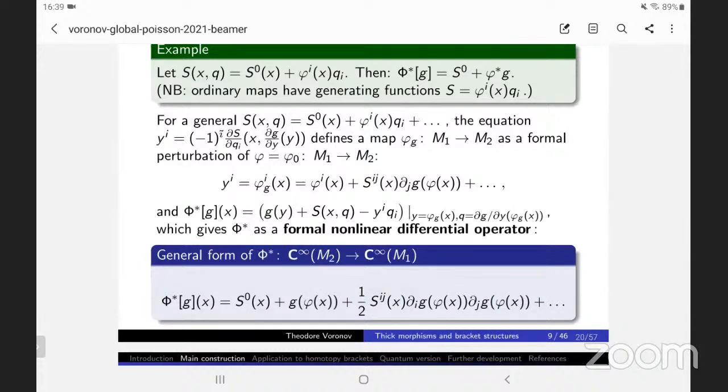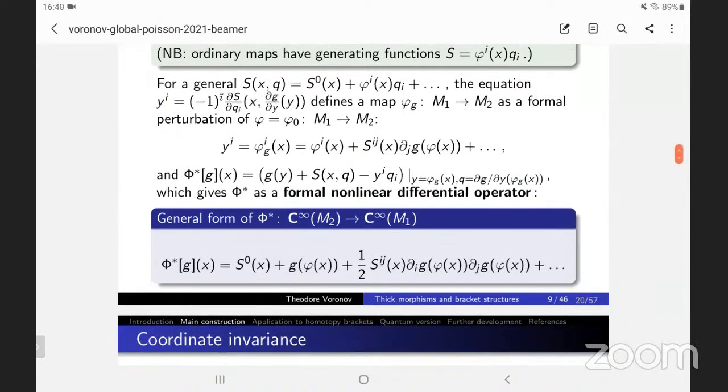So you will get first this map as a zero order. In the first order, you will get some correction depending on the first derivative of our function g. Then you can write down more terms and they will involve higher order derivatives of g. And then you plug this into the formula for pullback. And here you have a formula for pullback involving the first nonlinear correction. So there is a constant term, just a constant shift by the function at zero. Then the ordinary pullback, and then the first correction, which is quadratic in g, but actually you see it is quadratic in the first derivative of g.